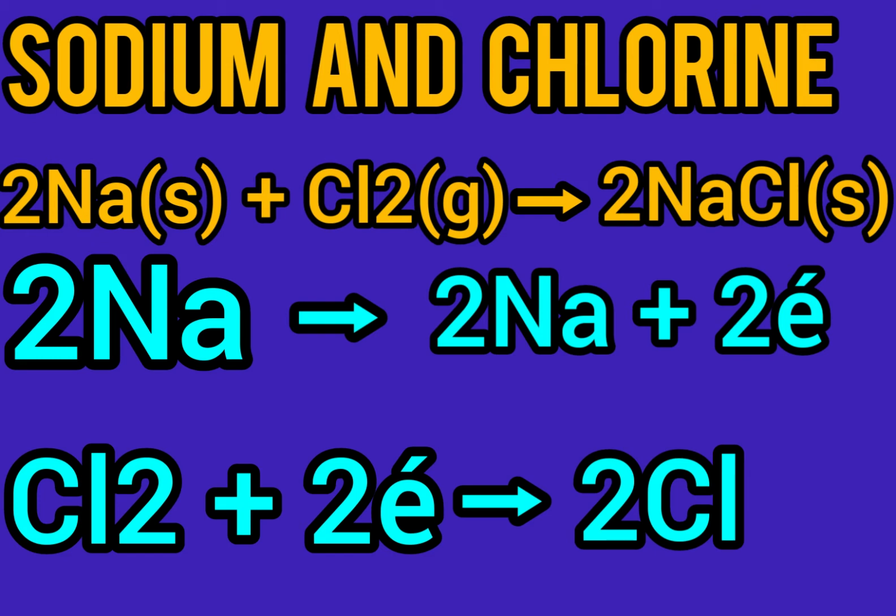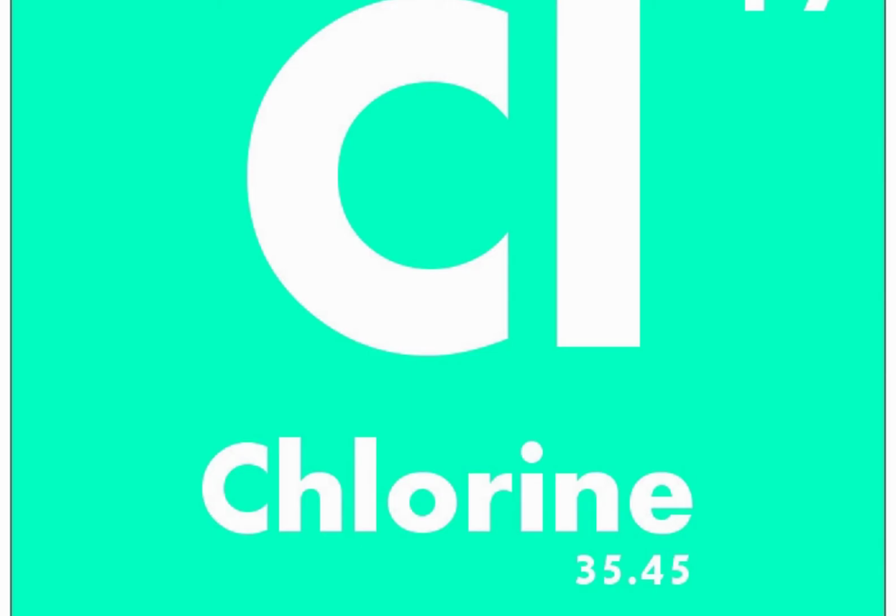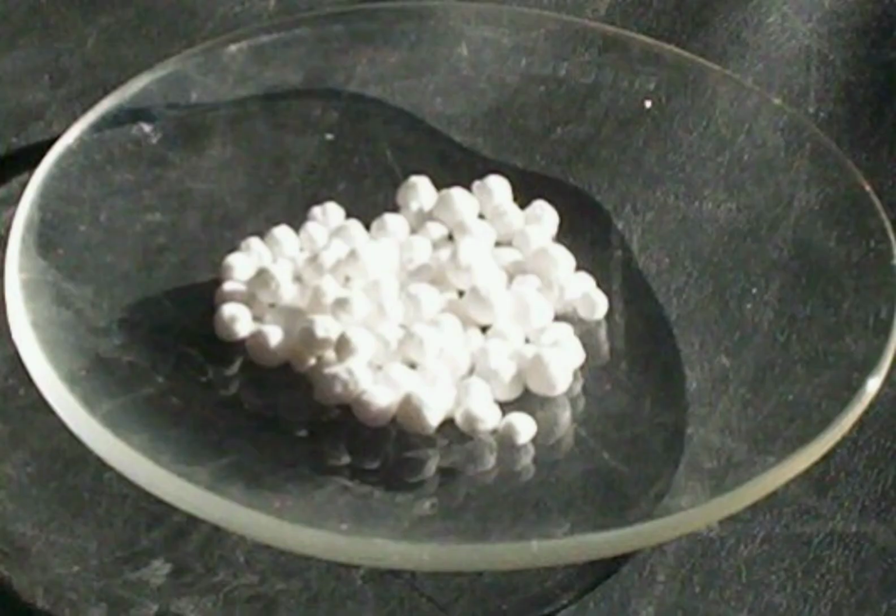The half equation looks like this. Sodium transfers 2 electrons to chlorine, this is the oxidation reaction, and chlorine, which receives 2 electrons from sodium, this is the reduction reaction. Another example is the reaction between chlorine and potassium bromide.